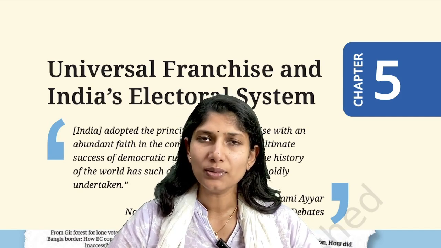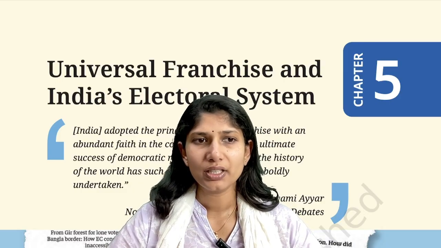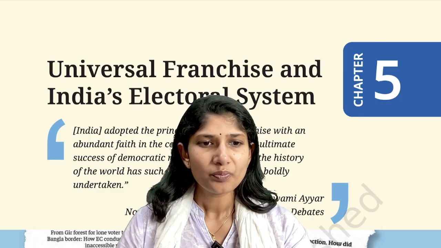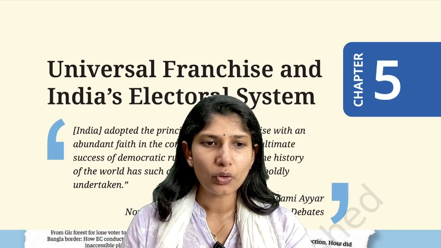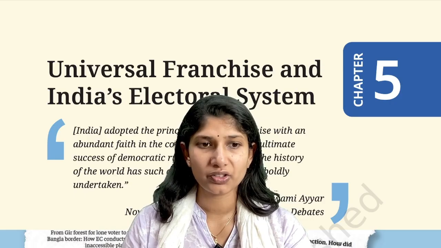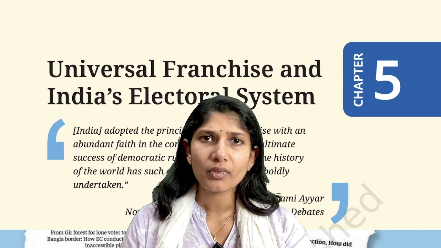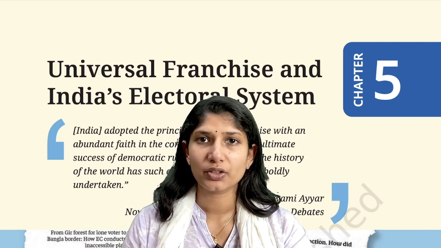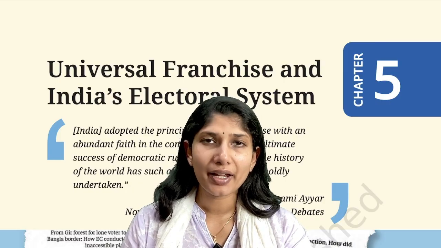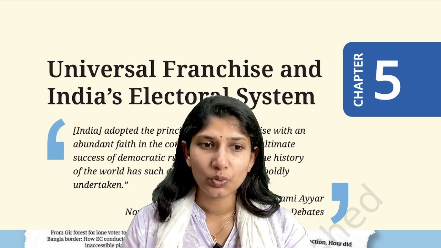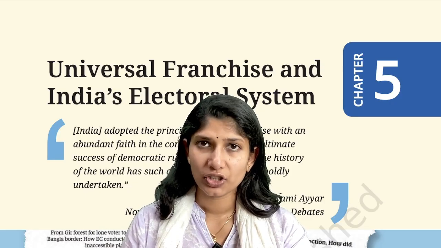Like as usual, we will see what this chapter entails, what are the key points discussed, what we can learn about this. This particular chapter, Universal Franchise and India's Electoral System, focuses on the foundational aspects of democracy, explaining how citizens participate in governing the country. They start with the Universal Adult Franchise. What does it mean? Emphasis is given to every citizen aged 18 and above, who has the right to vote regardless of a person's caste, creed, religion, gender, or wealth.